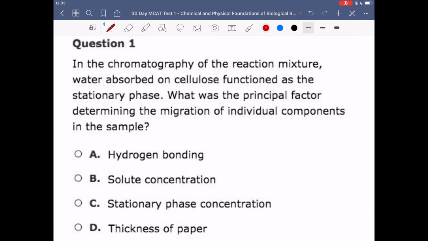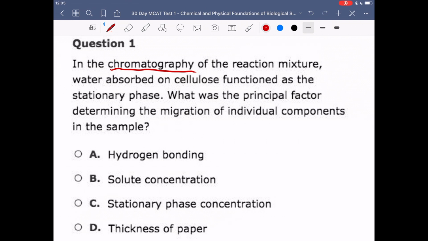Question 1 is asking us, in a chromatography of the reaction mixture, water absorbed on cellulose functioned as a stationary phase. What was the principal factor determining the migration of individual compounds in the sample? So we're talking about chromatography, and we were discussing RF. You should know that what's taking place is thin layer chromatography, or TLC, and that's usually done on a thin strip of paper. You have a stationary phase, and the compound is spotted onto the stationary phase. It adheres to it to some degree, and then we run a mobile phase through the strip of paper.